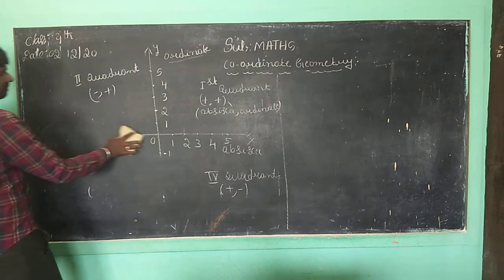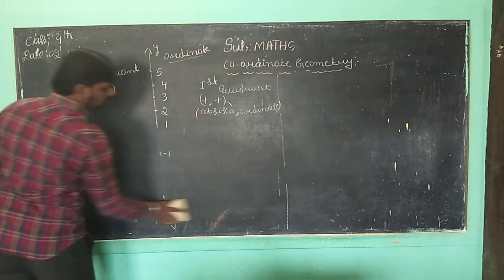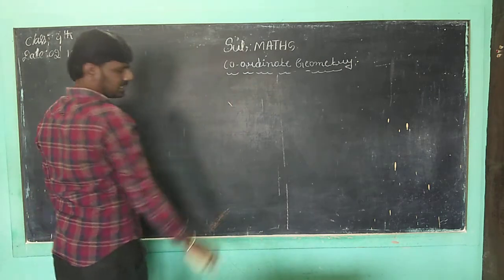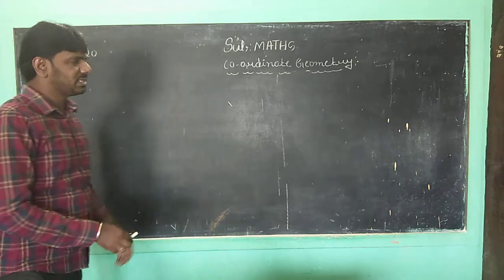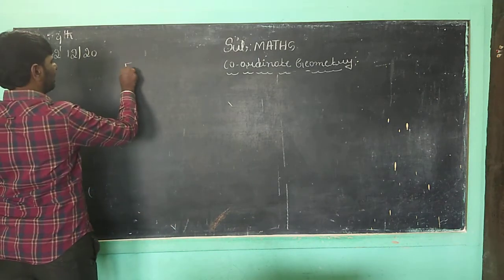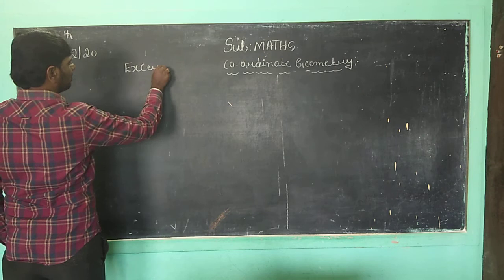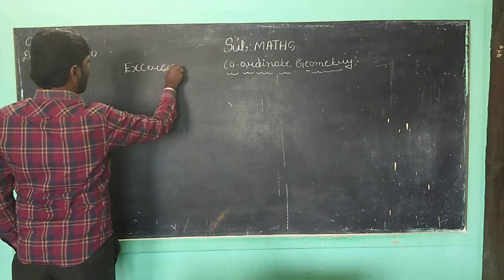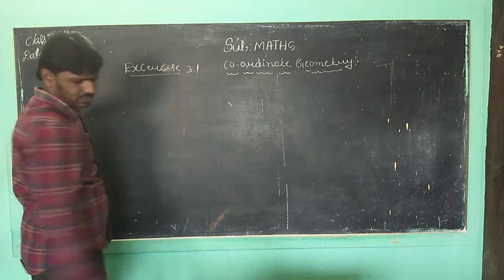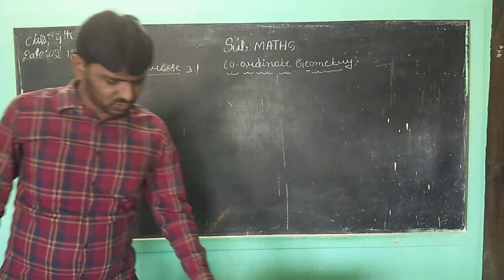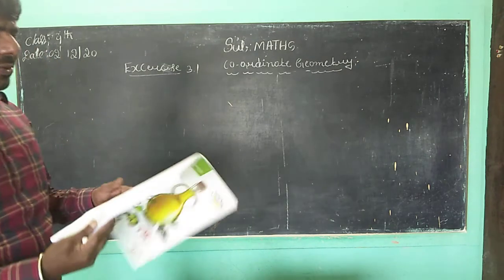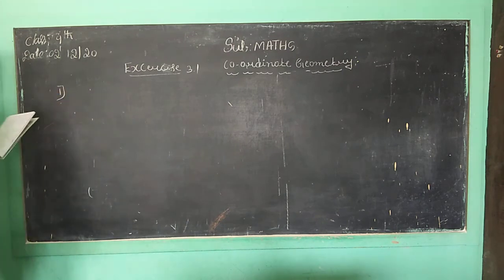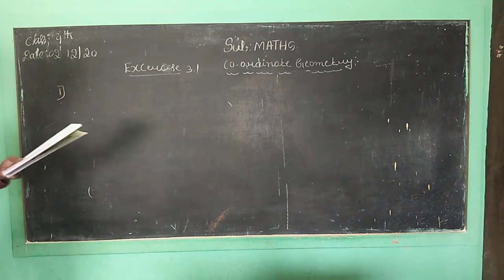The lesson exercise is 3.1. Children, the first exercise is exercise 3.1 in coordinate geometry. Correct, children? What is the first question, children? How will you describe the position of the table lamp on your study table to another person?